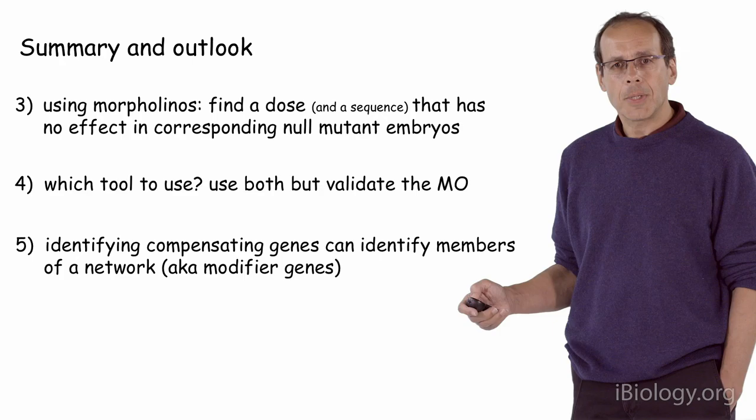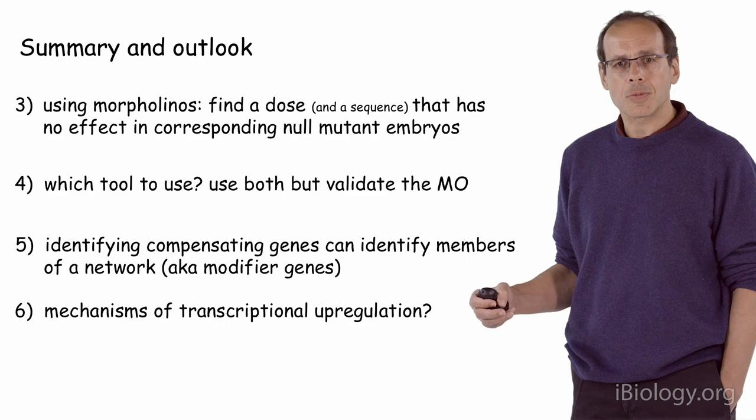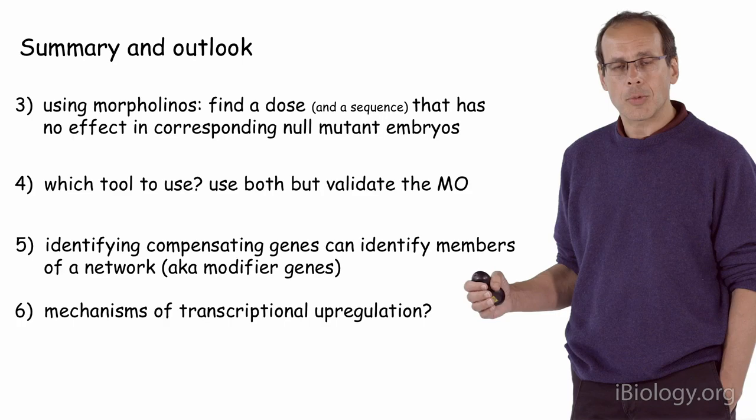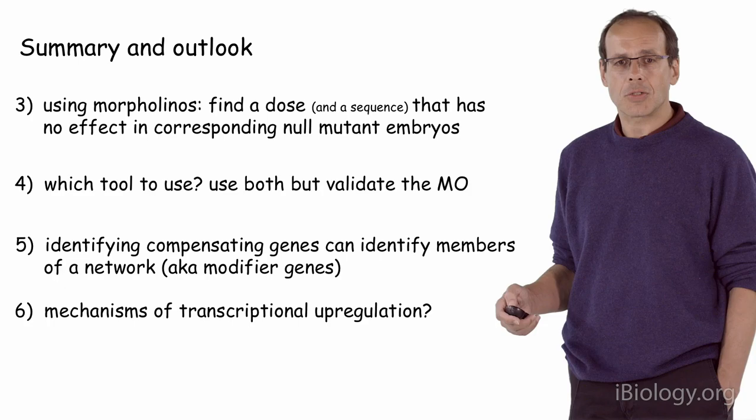Now, mechanistically, there are of course a number of interesting questions, including what are the mechanisms of this transcriptional upregulation. So in the EGFL7 mutants, how does MLN transcription get upregulated? What is the trigger for this upregulation? What are the mechanisms between the trigger itself and this transcriptional upregulation? And so this is some of the ongoing work now in the lab.